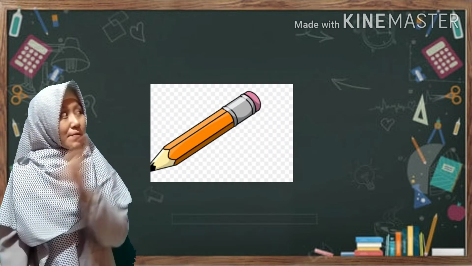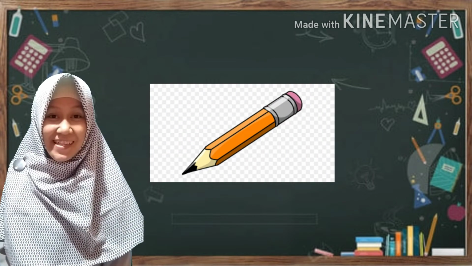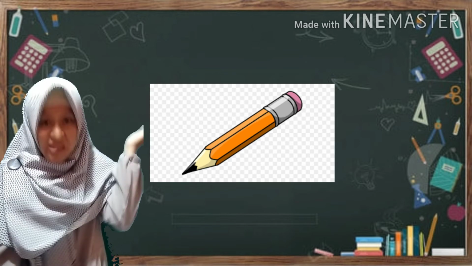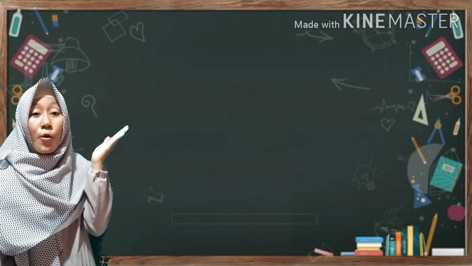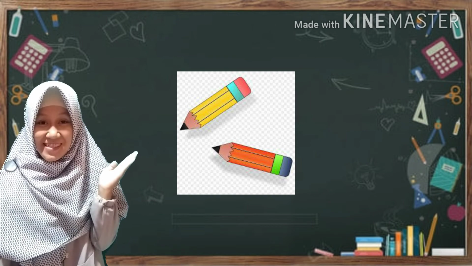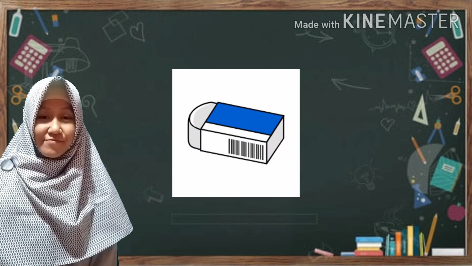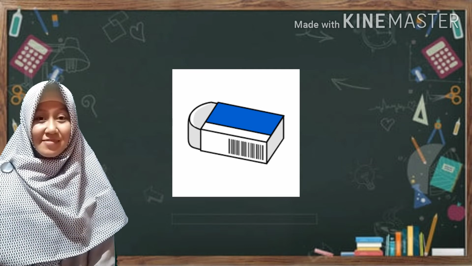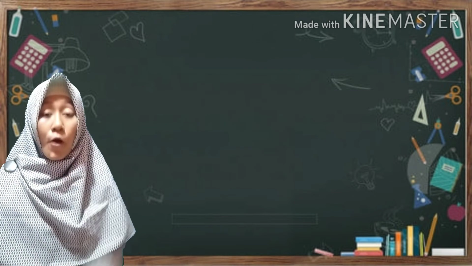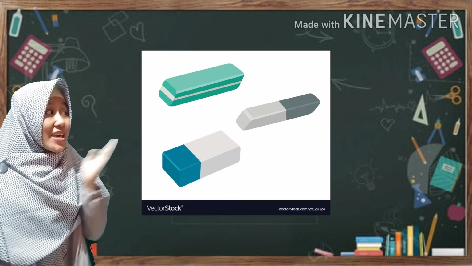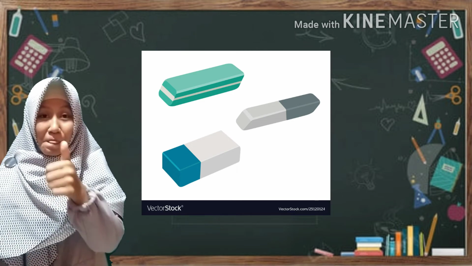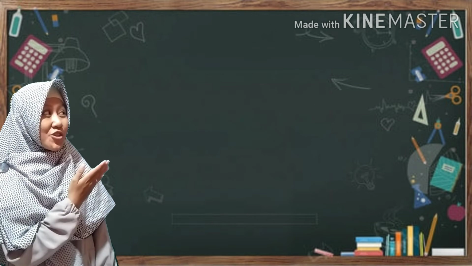Okay, next picture. What about that? That's pencil. If only one, pencil. If more than one, you can say pencils. Okay? Next picture. It's eraser. If only one, you can say eraser. But if more than one, you can say erasers. What is it? Erasers.